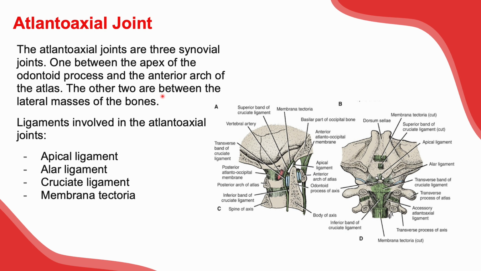Just to make it clear, the three synovial joints that we have in the atlanto-axial joint: we have this one right here between the apex of the odontoid process and the anterior arch. And then we have between the lateral masses of the vertebrae C1 and C2.